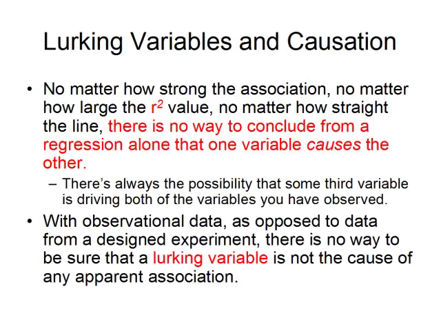No matter how strong the association, no matter how large the R-squared value, no matter how straight the line, there is no way to conclude from a regression alone that one variable causes the other. There's always the possibility that some third variable is driving both of the variables you have observed. With observational data, as opposed to data from a designed experiment, there is no way to be sure that a lurking variable is not the cause of any apparent association.